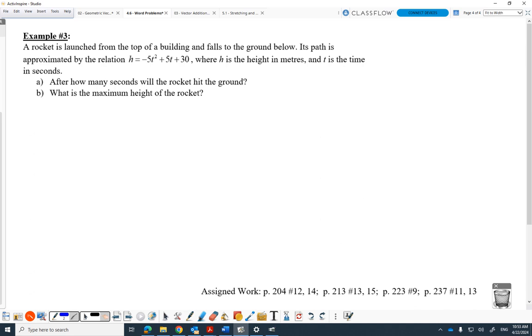Yes? A rocket is launched from the top of a building and falls to the ground. Its path is approximated by this relationship. After how many seconds will the rocket hit the ground? Is it the same question as number 1? Like, it really is. Because as much as word problems are scary, in this chapter there's only two things I can ask. When does it hit 0? And what's the max? So here we go through all the steps again. A.